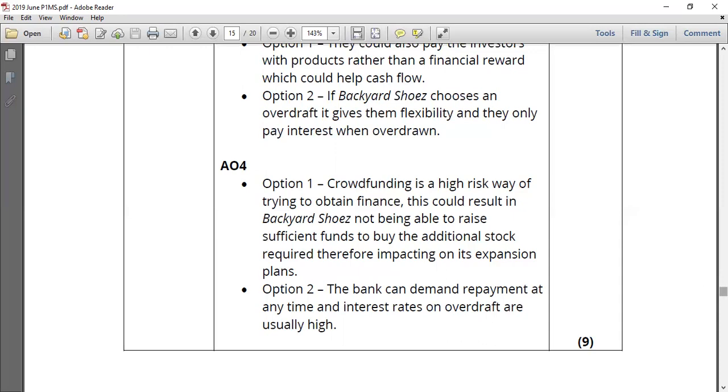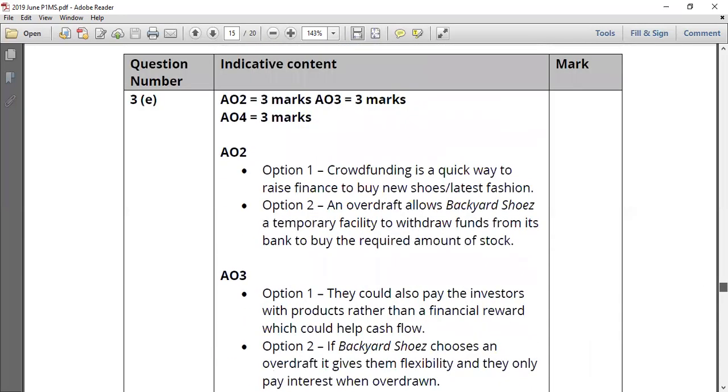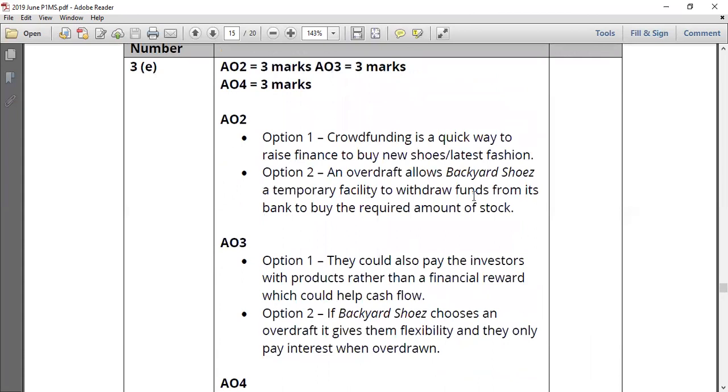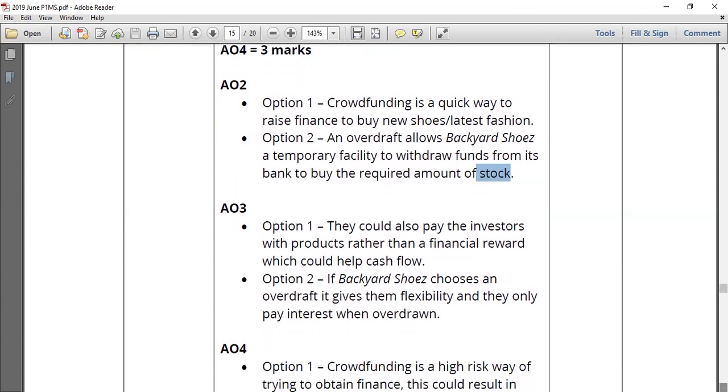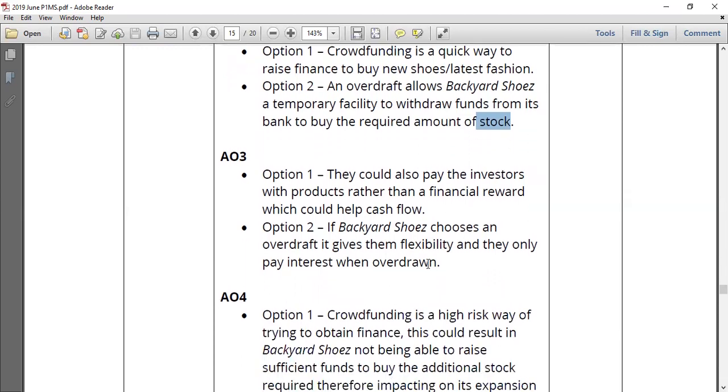Right? We talk about the overdraft option. If you go to option 2, the overdraft option, you can see an overdraft for Backyard Shoez is a temporary facility to withdraw funds from its bank to buy the required amount of stock. Again, they talk about stocks of raw material, leather, because they are talking about shoes. So they are giving the application here as a facility. You can withdraw more money from the bank account to buy required stock. Look at the benefit here: by choosing an overdraft, Backyard Shoez will have flexibility, and they only pay interest when overdrawn. Right? It's very flexible, because you can borrow the amount as you require, and you can pay on time, and they only pay interest when overdrawn.